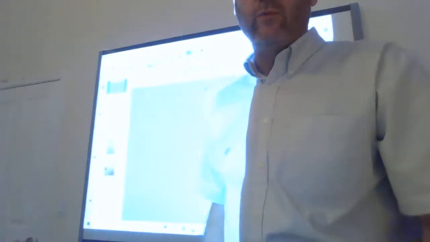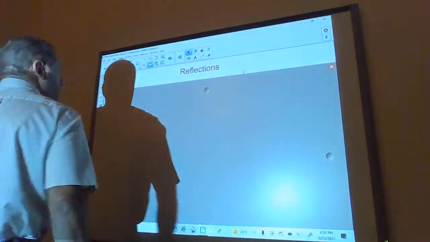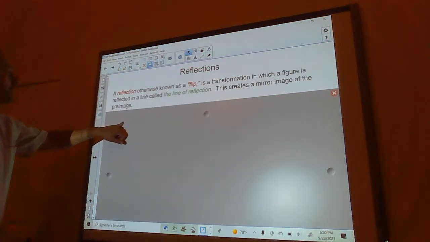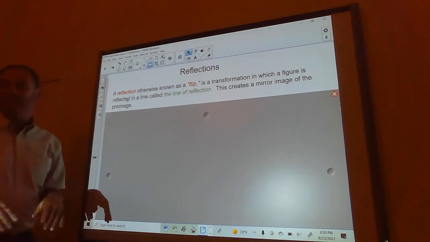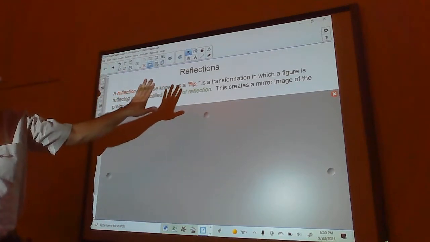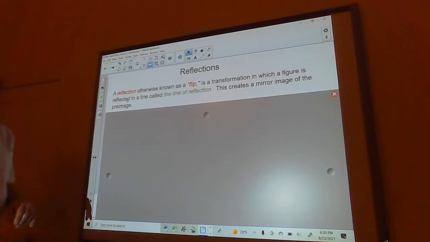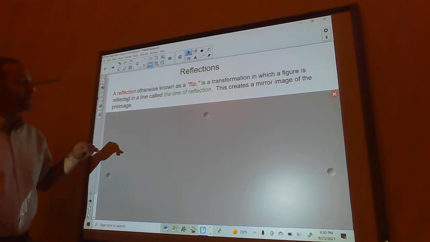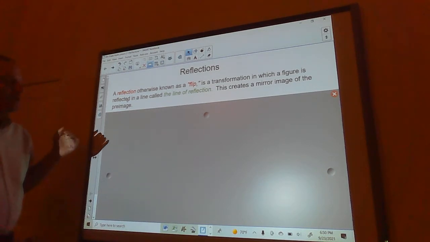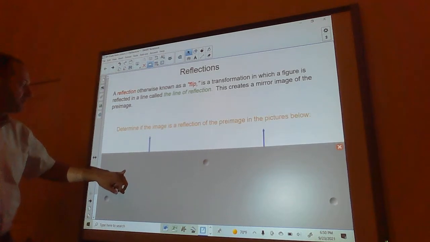Hi, everybody. Today we are going to talk about reflections. A reflection is otherwise known as a flip. You take something that looks like this and you flip it just like that. It's a transformation, which is a figure reflected in a line called a line of reflection. This creates a mirror image of the pre-image.